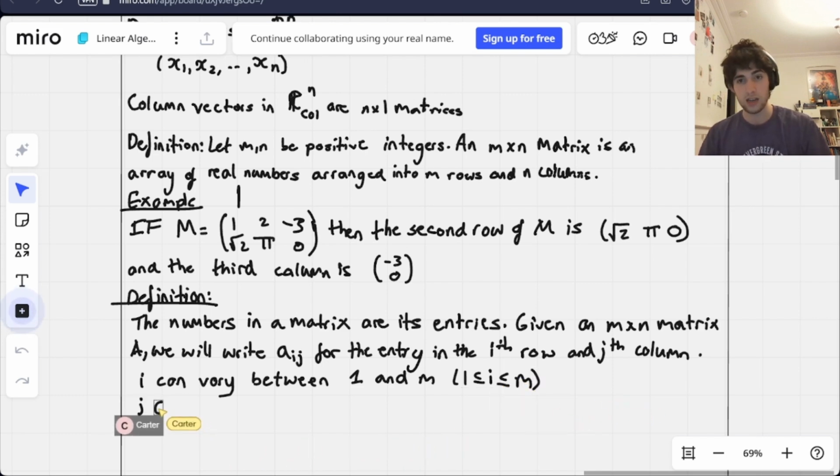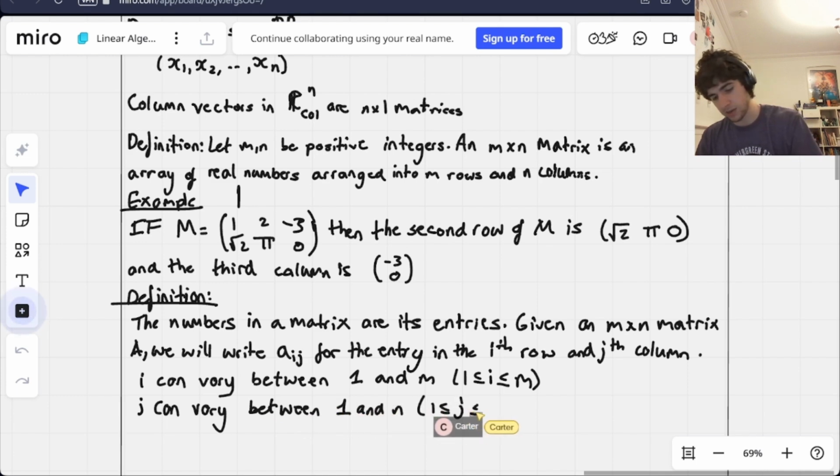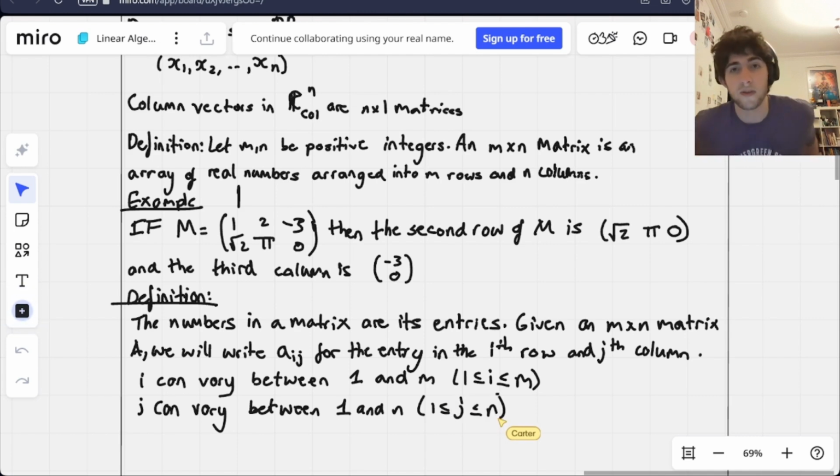Similarly, j can vary between 1 and n, right? So 1 is less than or equal to j, which is less than or equal to n. The reason for this is very simply because we will have n columns, and j is dictating which column our entry is in. So we can pick the first column, the second column, all the way up to the nth. But there is no n plus 1th column because we have an m by n matrix in total. Okay, so that's the definition there.